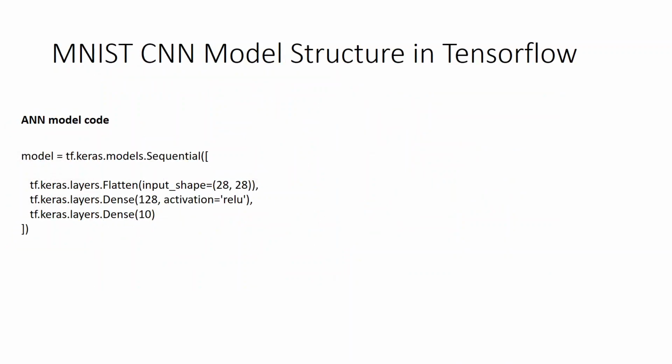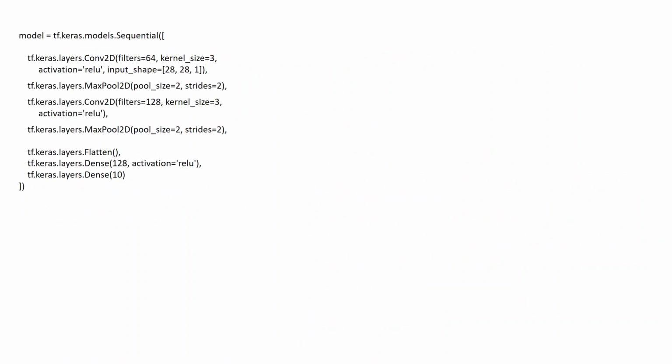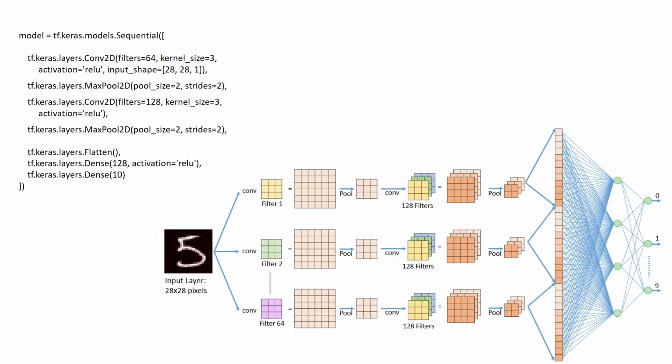This is how we defined the MNIST ANN model in TensorFlow earlier. To convert it into a CNN, we add in the extra lines shown in red. These define two convolution and max pooling layers. I will now explain how the TensorFlow CNN model code works. This picture shows the structure of the network described by the code.